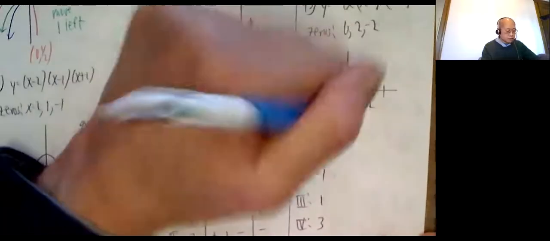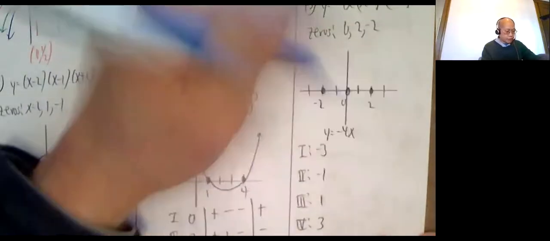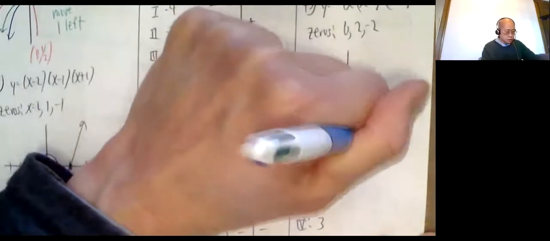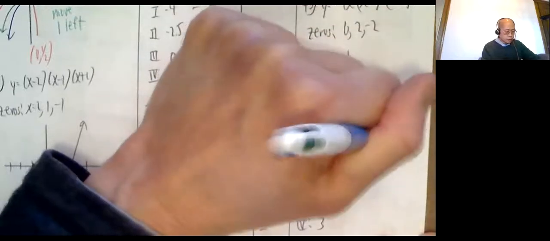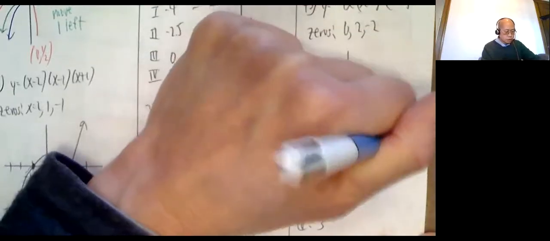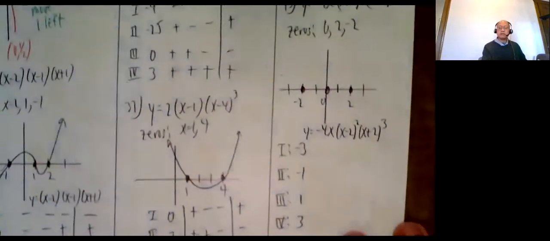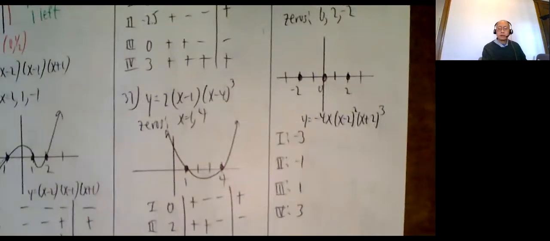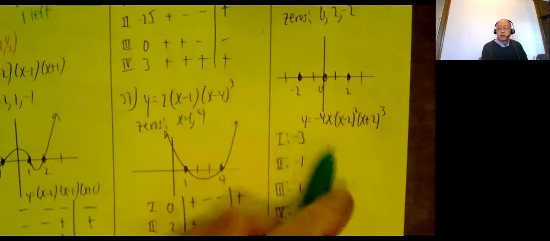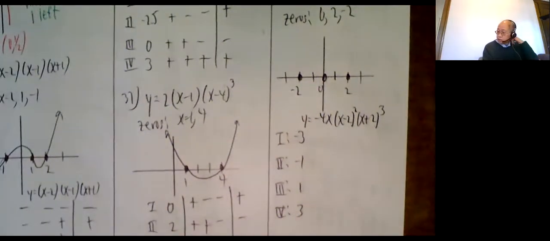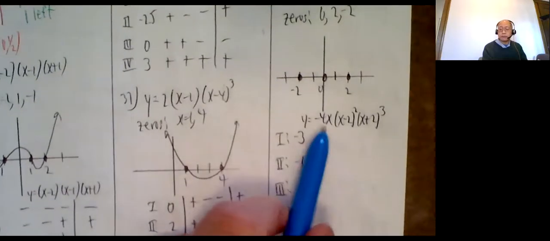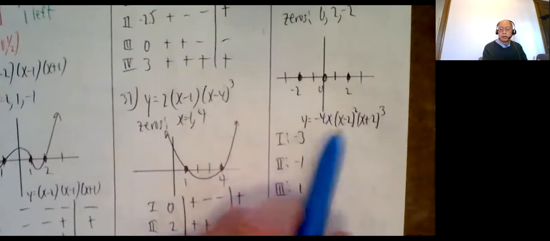And yeah, let me rewrite the expression. Y is -4x, x minus 2 squared, x plus 2 cubed. Okay. Once again, I can tell right away one of these expressions is always going to be positive. Can you tell which one it is?